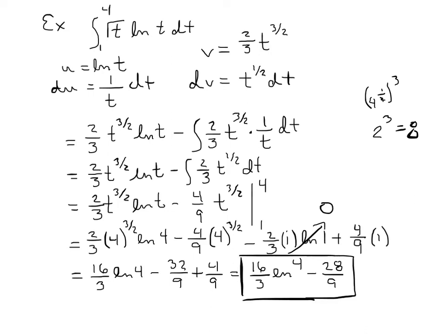Okay, so there's an example where we couldn't use tabular just because what we have to choose as u, if we kept taking a derivative of that, we would never hit 0. In tabular, that kind of has to happen in order to use that technique. All right, one more example. Let's do the integral of e to the 2x times sine of x.